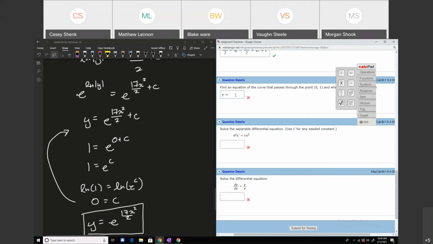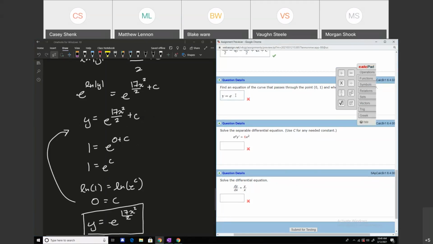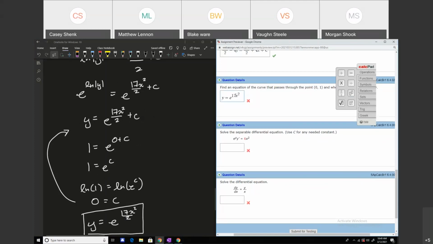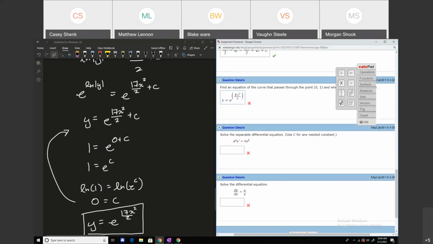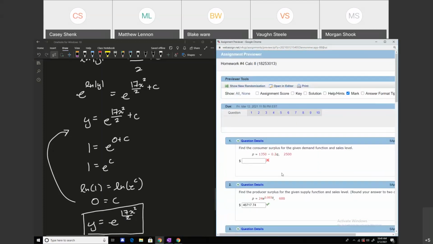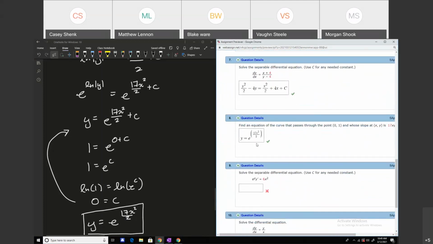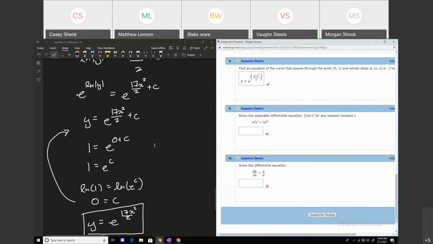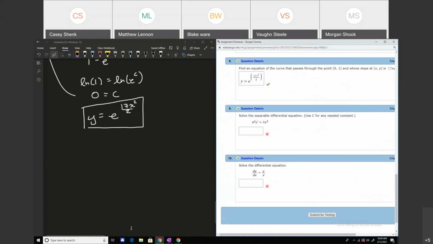Y equals e to the 17x squared over 2. Squared is in the wrong place, there we go. So that does the job for number 8. Let's go ahead and look at number 10. Doesn't look so difficult.